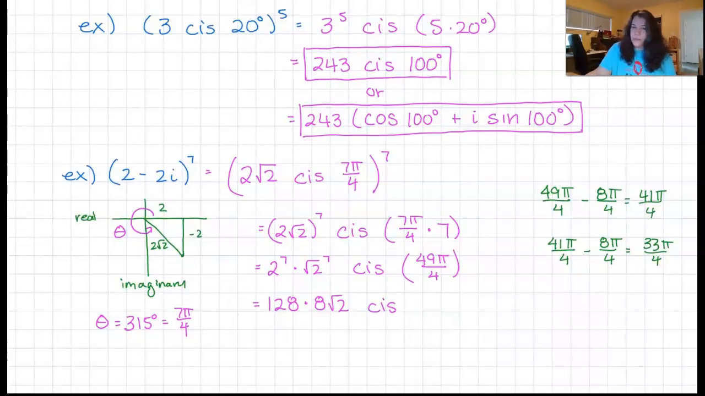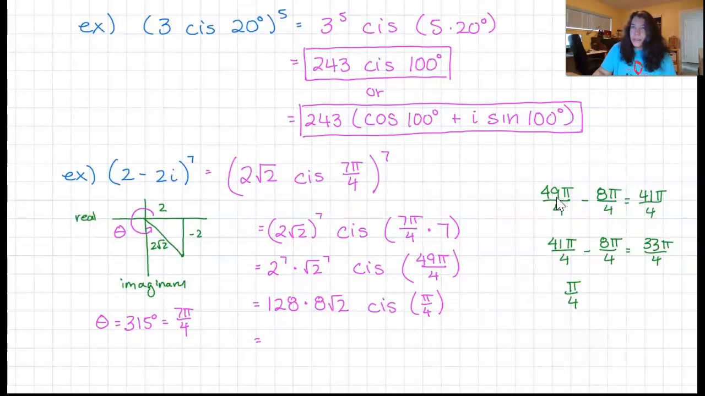The shortcut is, since I keep subtracting multiples of 8, I'm subtracting 8 from 49, subtract 8 again, subtract 8 again. The 4 is just staying the same on the bottom, so we're not changing the denominator. All the action is happening on the top. So just divide this by 8. What's your remainder? After you subtract, your remainder is going to be 1. You're going to have 1 pi over 4 left. So that's what I'm going to put over here.